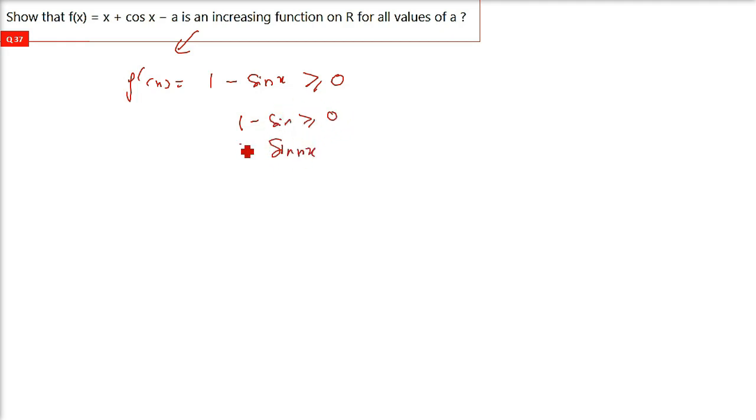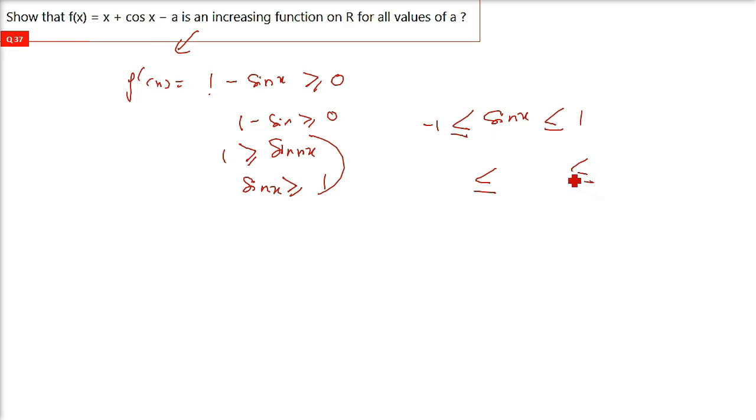So sin x should be between what? Because I'm just taking 1 to the other side, or you can say sin x to the other side. So sin x is less than or equal to 1 in this case. See, I've just changed the sign. Now both sides, there is a slight change. 1 - sin x is greater than or equal to 0. I'm just changing this. Again, sin x is between -1 and 1. This is the better way to approach to solve it. Sin x is between -1 and 1.